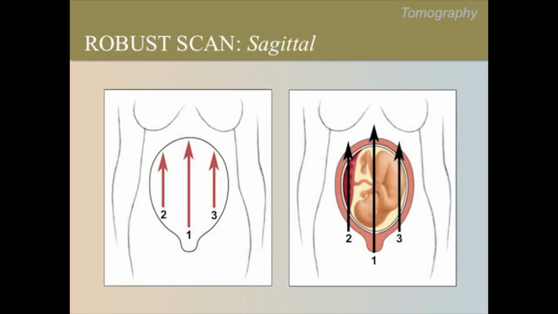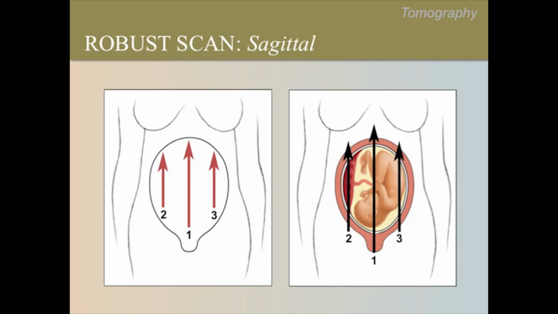To start a robust scan, take 3 sagittal scans from the symphysis pubis, low on the abdomen, to the upper abdomen. The first scan is in the midline, the second to the mother's right of midline, and the third to the mother's left of midline.